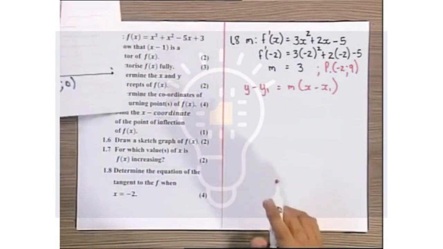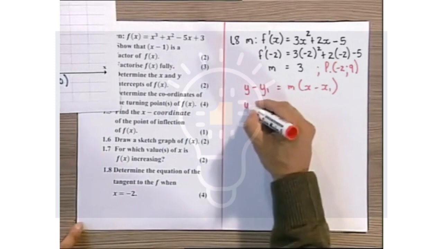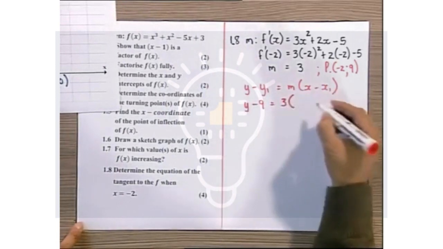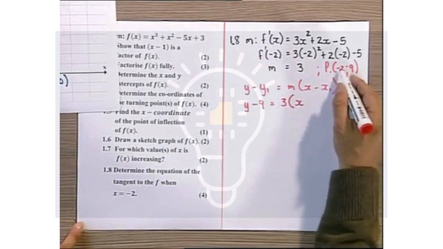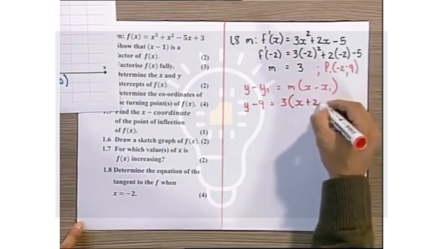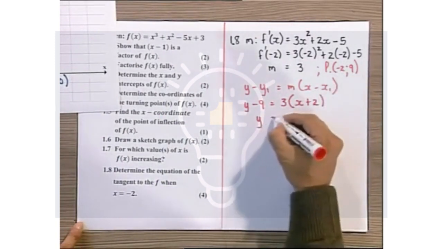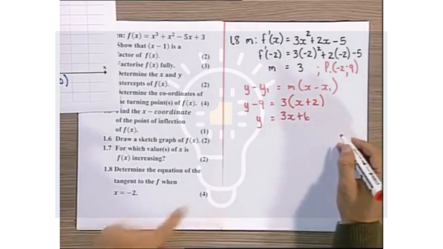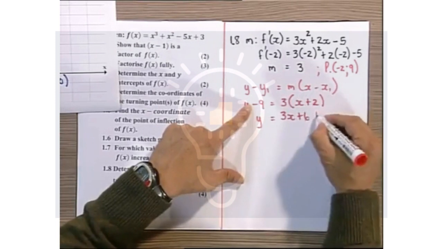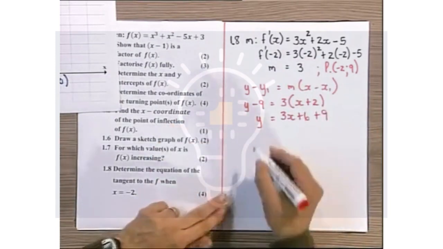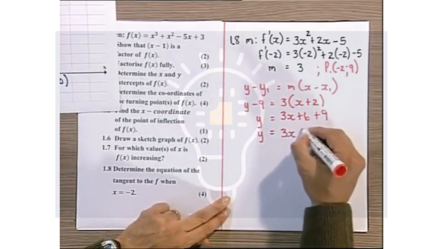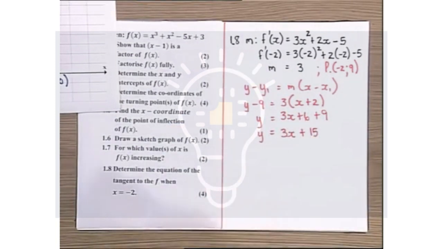So if we just substitute that into the equation, we will have y minus 9, the gradient is 3, times x minus minus 2. That is plus 2. And if we simplify that, it's going to give us 3x plus 6. And if minus 9 comes over, it becomes plus 9. So therefore, our tangent is y equals 3x plus 15.